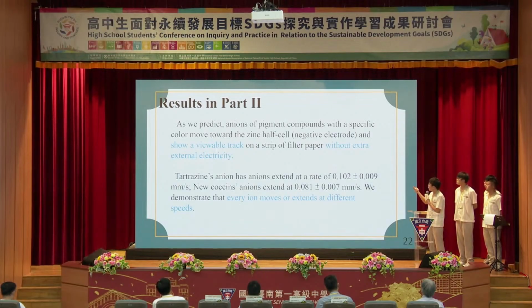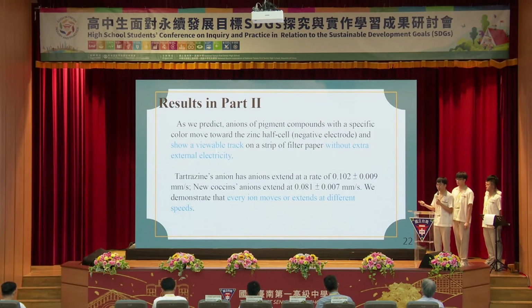And we know that the anions of pigment compounds with specific color will move toward the zinc half cell and show a viewable track on a sheet of filter paper without extra external electricity. And we demonstrate that every ion will move or extend at different speeds because of the different substance. And next, my teammate Channing will talk about the conclusion.